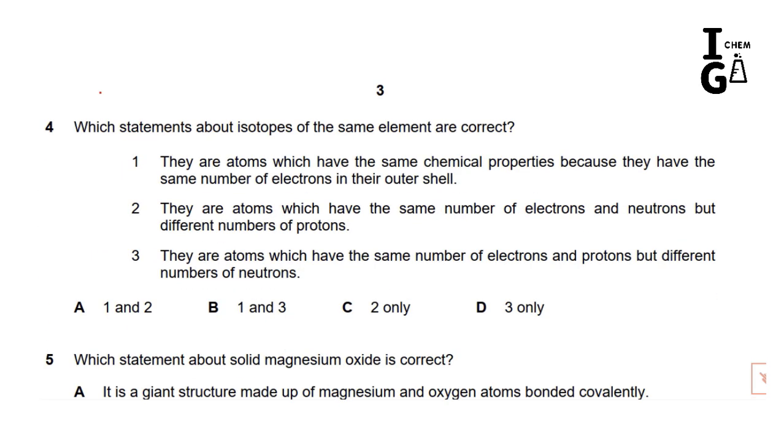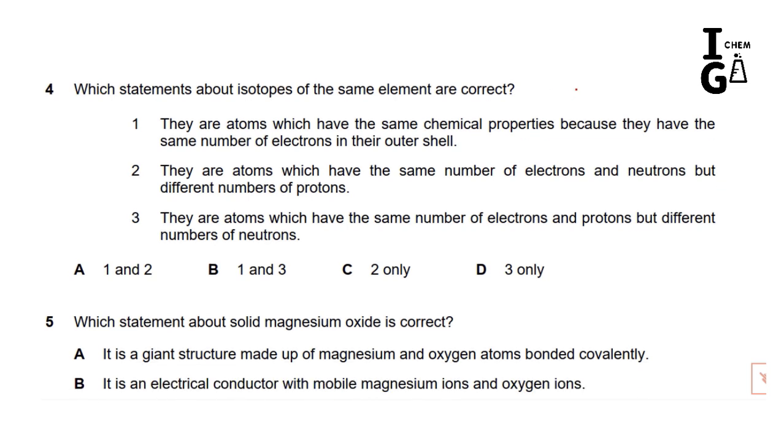Okay. Number 4, which statements about isotopes of the same element are correct? You know, guys, isotopes are different forms of the same element. For example, if we have X as an element and another isotope of X, we could say, for example, here C-12, this is carbon actually, and here we have C with, for example, 6 and 13.